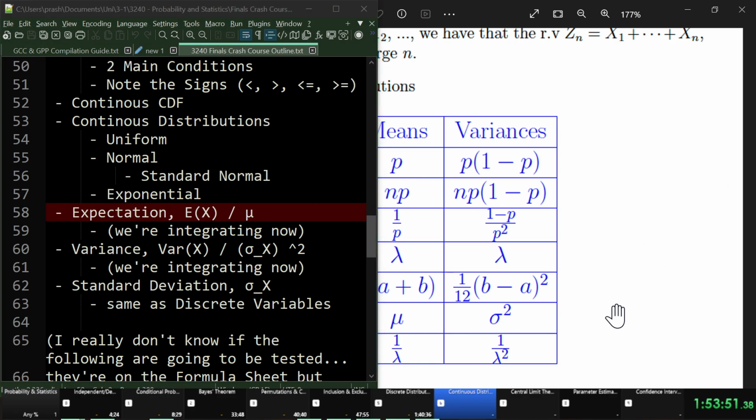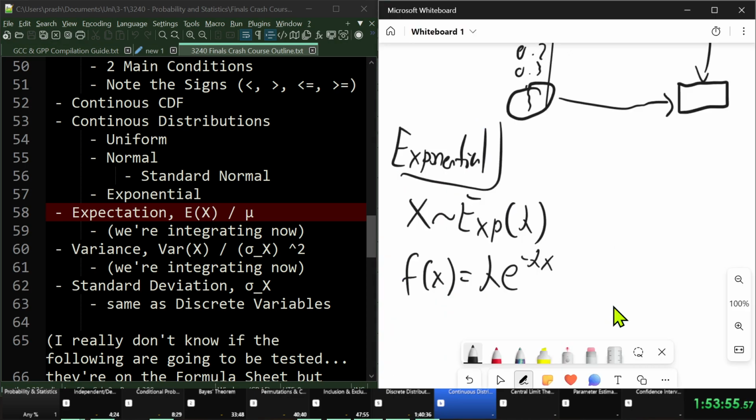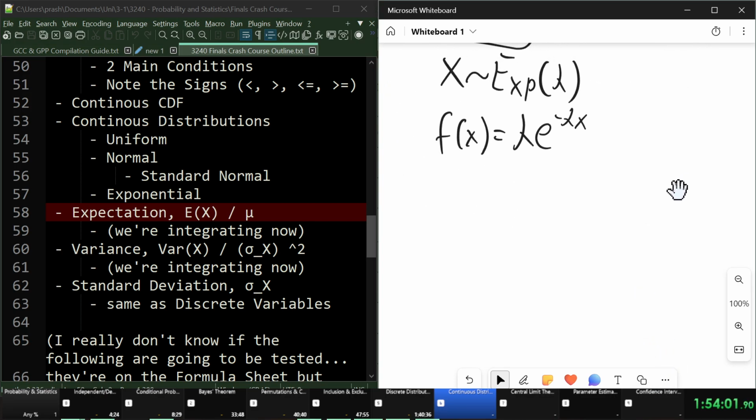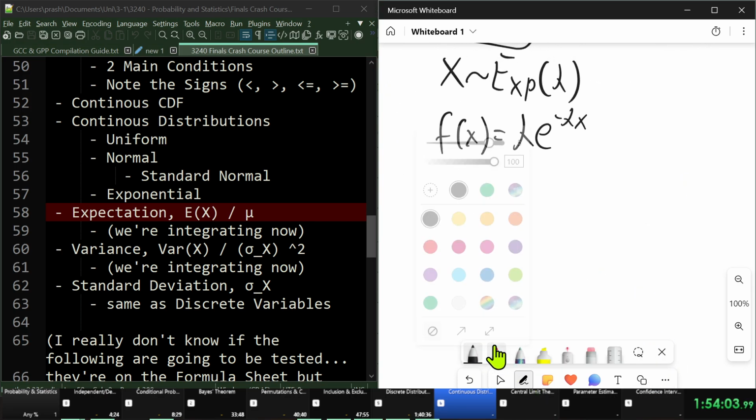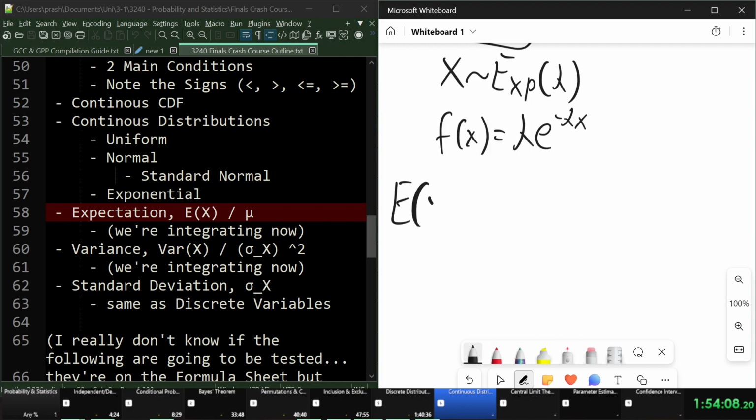Expectation. To find the expectation of this, we're not integrating, I'll just reiterate that, but I'll tell you what it is in case it comes out in some weird way. The expectation of a continuous random variable, for discrete, it was something like this. We had all x, value times probability. It's always been value times probability.